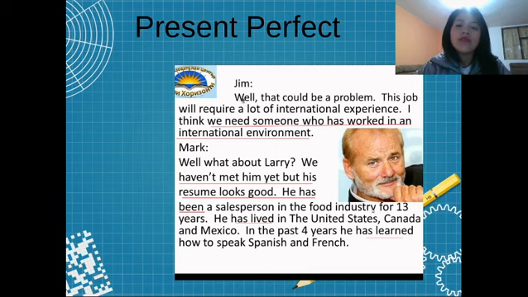Okay, Jim. Well, that could be a problem. This job will require, will is future, right? Require a lot of international experience. I think we need someone who, relative clause, si se acuerdan, relative clause. I need someone who has worked in an international environment.